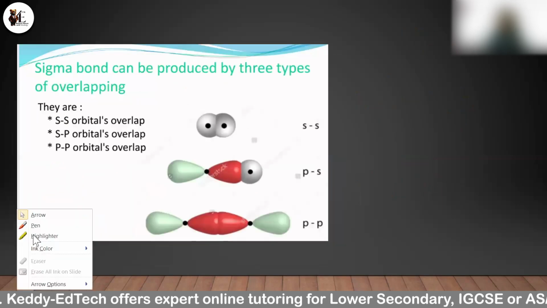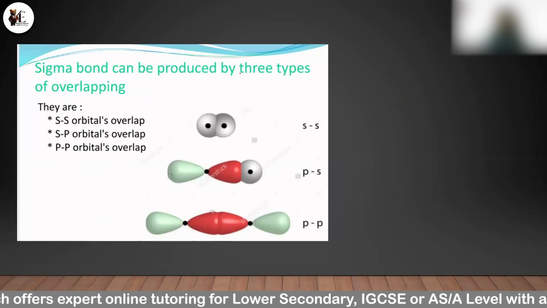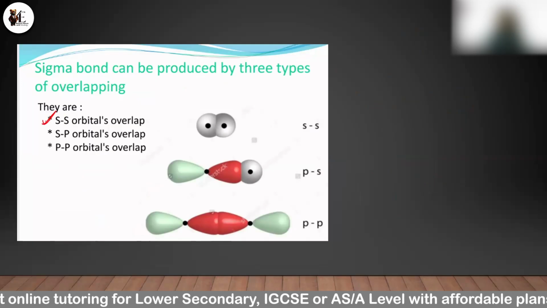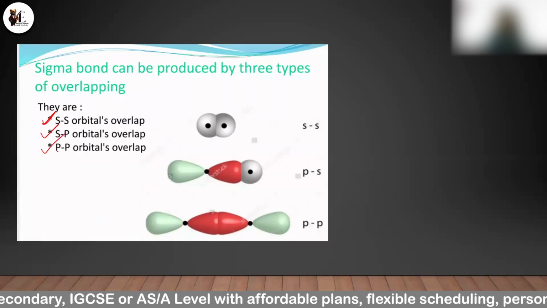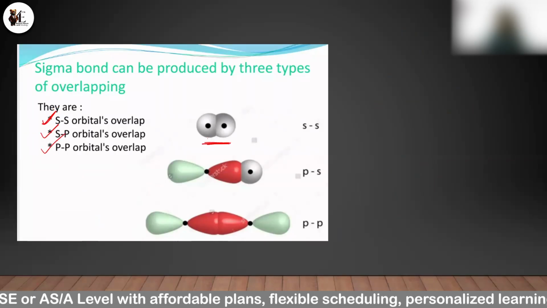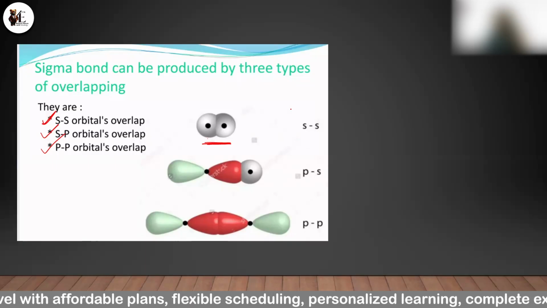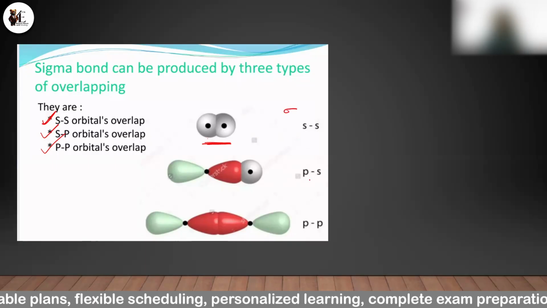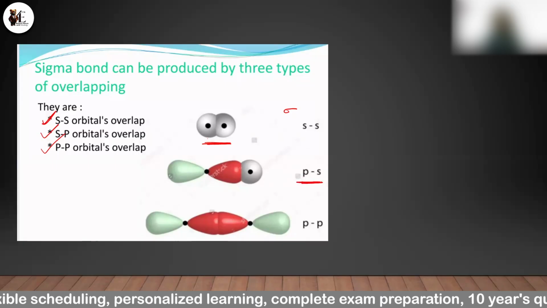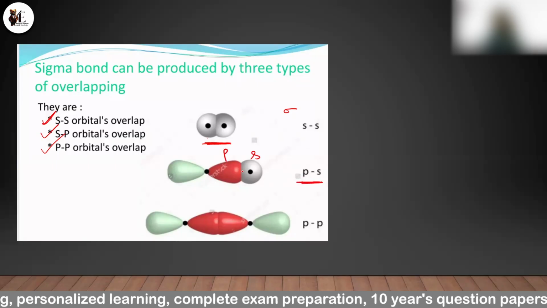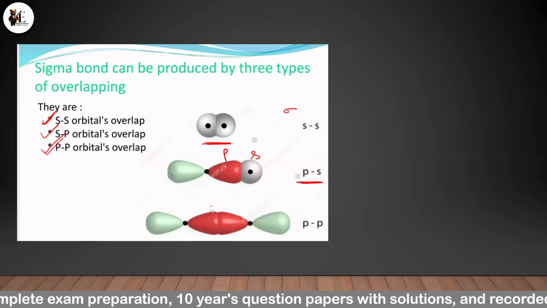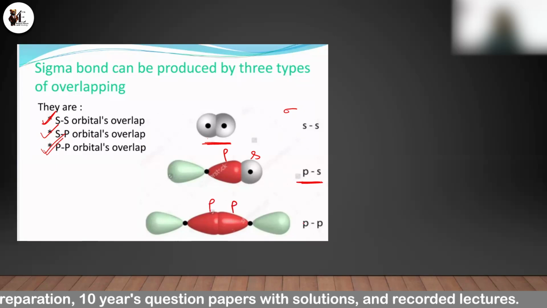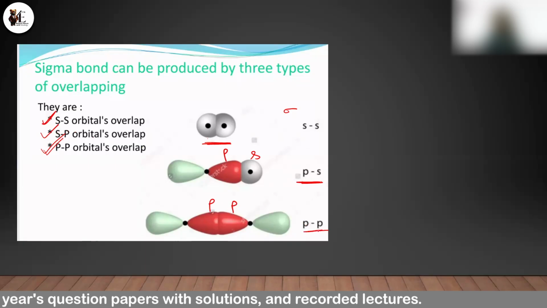Now there are various types of sigma bonds. One is your ss orbital overlap, next is your sp orbital overlap, and third is your pp orbital overlap. So this is my ss orbital overlap. s means it is spherical. It is also a sigma bond. When you have an overlap between p and s orbitals, this is my p and this is s, then also the bond which is created is called sigma. Third is our pp orbital overlap. This is also p and this is also p. When they overlap, it is called a pp overlap. So it is also a sigma bond.